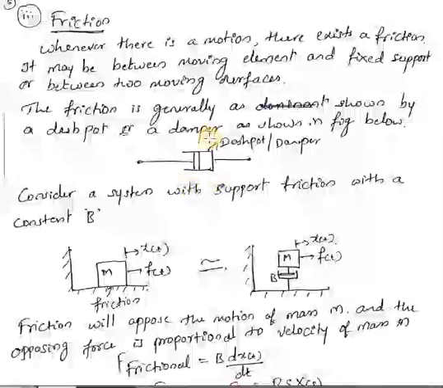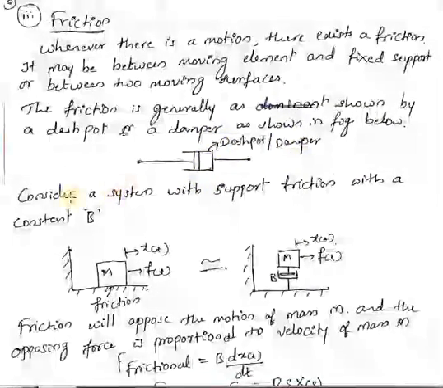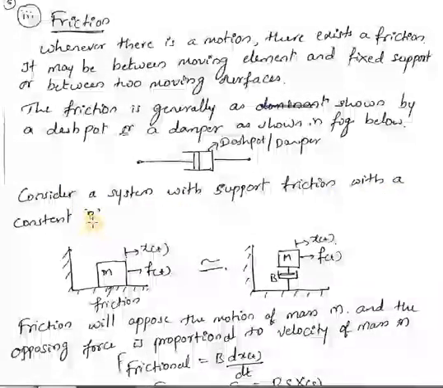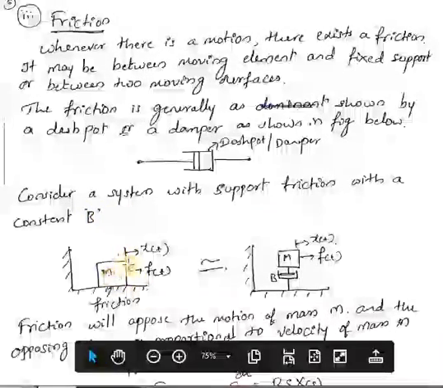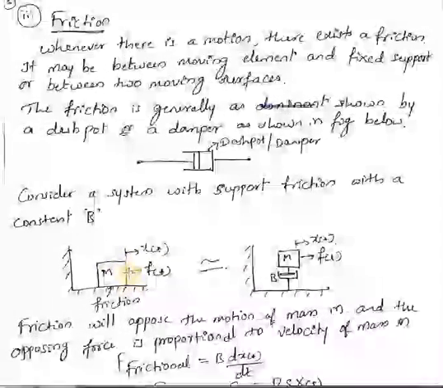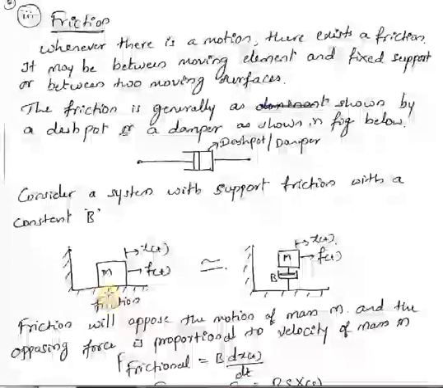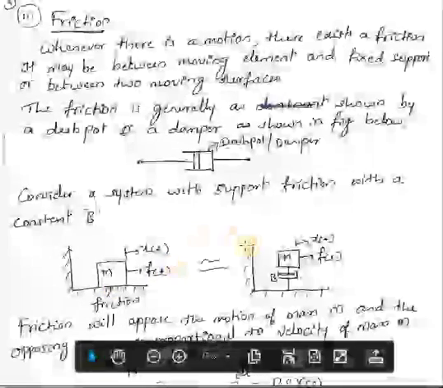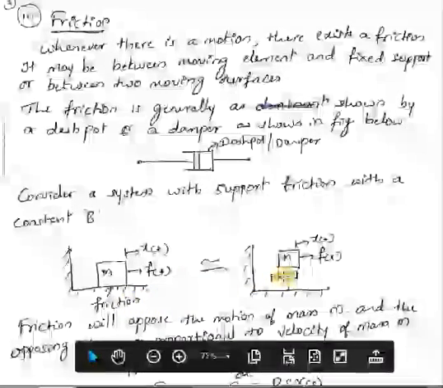So this is the symbolic representation of a dashpot or damper. Now let us consider a system with a support friction with a constant B. Here B is the frictional constant. We have considered the same example while studying mass as the element. There we took zero friction, but here we'll have the friction. So the equivalent system for this one will replace the friction by this dashpot.